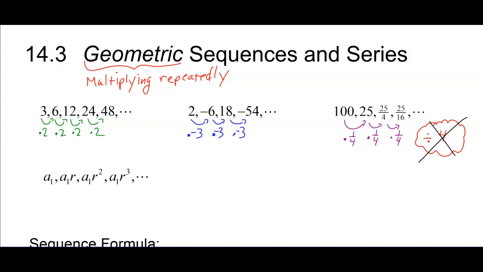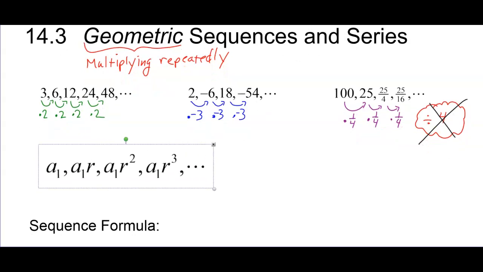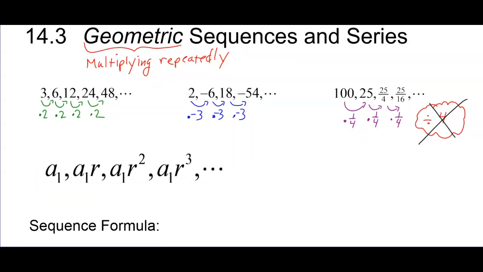Then, just like what we did with arithmetic sequences, we want to first come up with a formula for individual terms. So if you take a look at the string that you get, creating this in the described fashion, where you have some kind of starting number, and then you multiply by something, which, by the way, we call R for ratio. Here the ratio from 3 to 6 is 2, 6 to 12 is 2. Here the ratio was -3. Here the ratio was 1/4. So we use the letter R to stand for ratio.